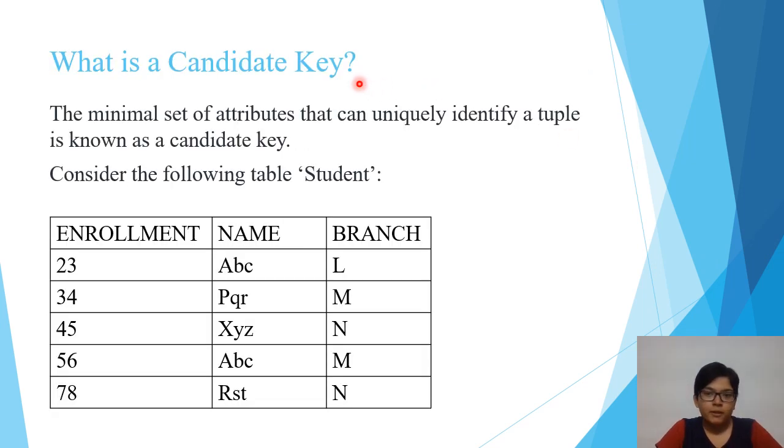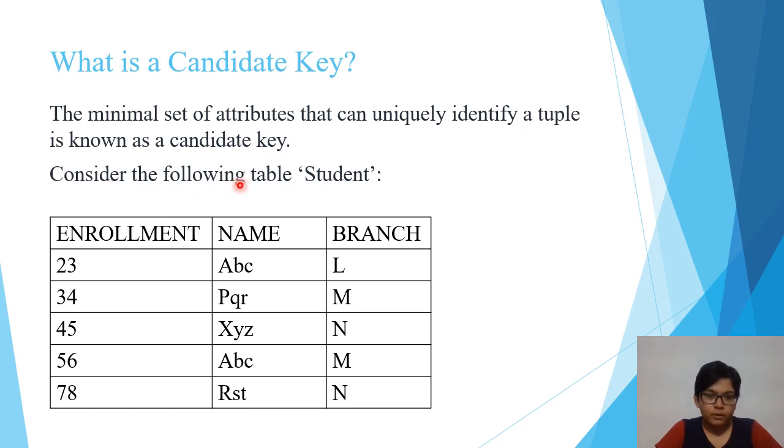So we were discussing prime and non-prime attributes, and we came across a term known as candidate key. So what's a candidate key? A candidate key can be defined as the minimal set of attributes that can uniquely identify a tuple in a relation. These are the minimal set of attributes. There can be many super keys, but if a super key has a subset that becomes the candidate key, then that super key is not a candidate key.